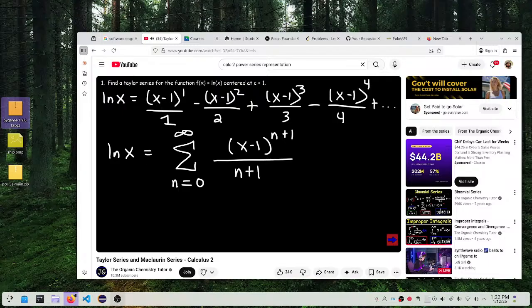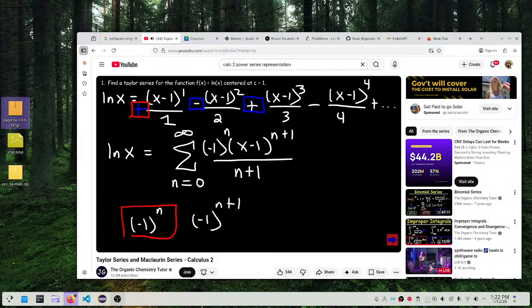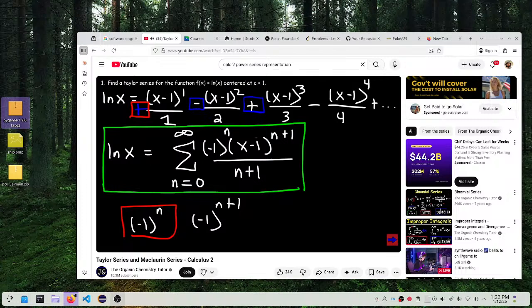Now the last thing we need to deal with are the alternating signs. It's going to alternate from positive to negative to positive and so forth. So we can either use negative 1 to the n or negative 1 to the n plus 1. Which one should we use? Now when n is 0 for the first term, we need to get a positive sign. Negative 1 to the 0 power is positive 1. So we need to use this one. And so I'm going to write that here, negative 1 to the n. So this is the Taylor series for the function ln x centered at c equal 1. And you can see the x minus 1 term, which tells us that it's centered at c equals 1.